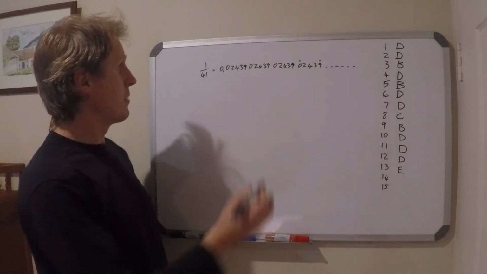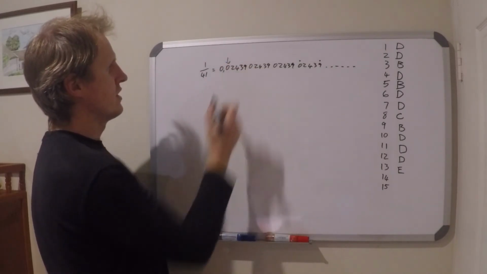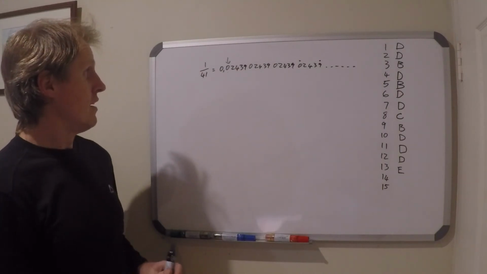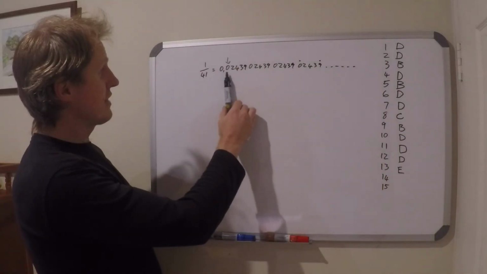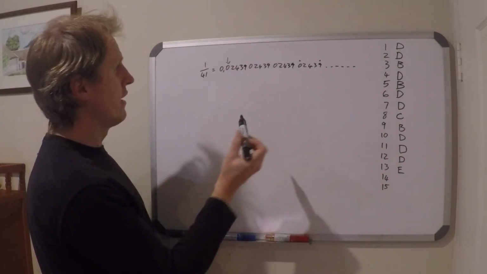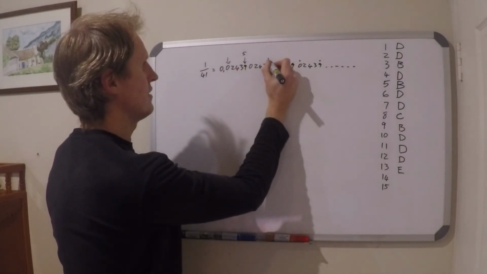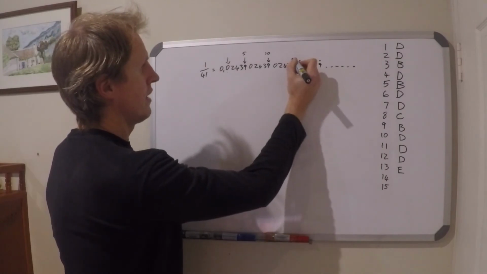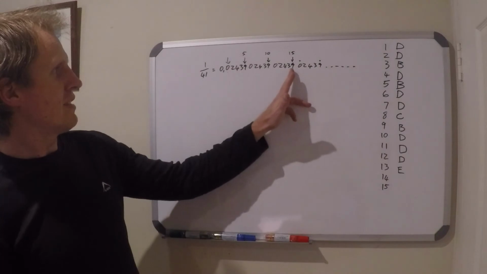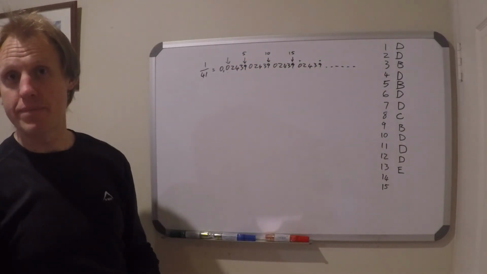Personally, I feel there's a bit of ambiguity in the question, but I'm going to assume that they want the number of digits after the decimal point. So in this case, the first digit is a 0, the second is a 2, 4, 3, 9, and this is the 5th digit. This is the 10th digit. This is the 15th digit. So you can see every time we get to a 9, we are on a multiple of 5.